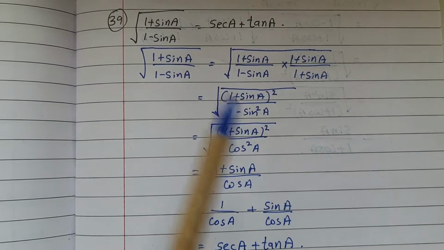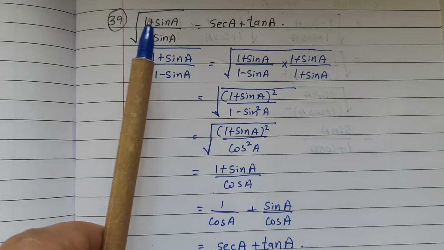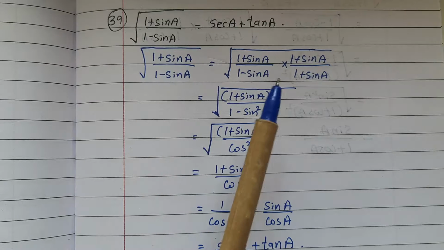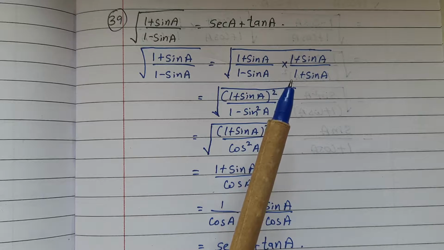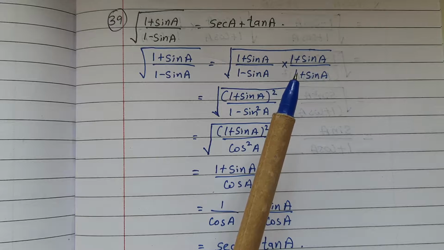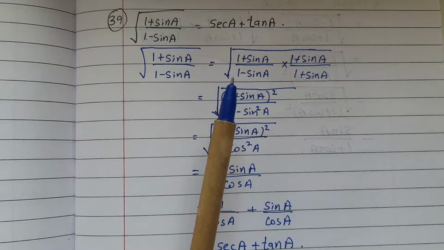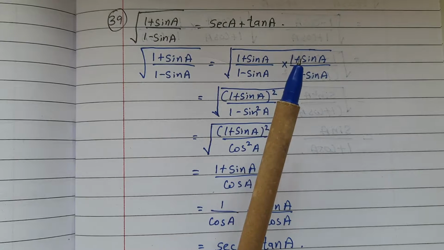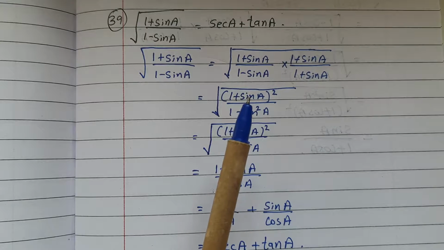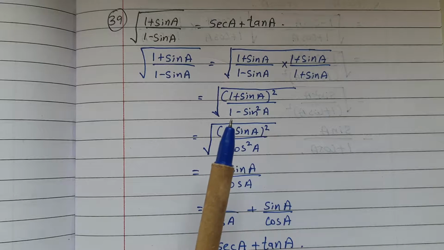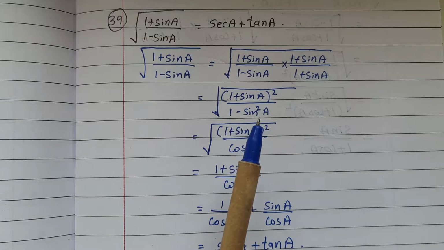Sum number 39. Root of (1 plus sin a upon 1 minus sin a). Multiply and divide by root of 1 plus sin a upon 1 plus sin a. We get here root of (1 plus sin a) the whole square upon (a plus b) into (a minus b), which is a square minus b square: 1 minus sin square a.